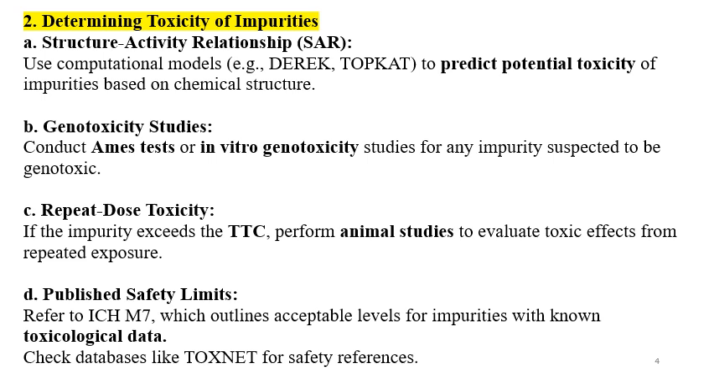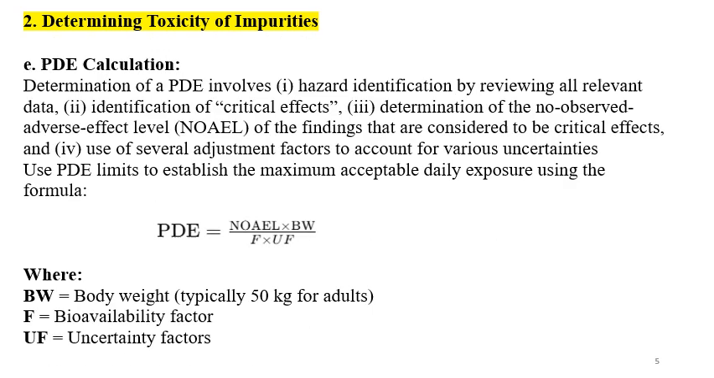Refer ICH M7 which outlines acceptable levels for the impurities with known toxicological data. ICH M7 guideline provides you the levels which can be accepted. You should have the toxicological data for the impurities. Databases are there like ToxNet for the safety references. This is the information for toxicity assessment.